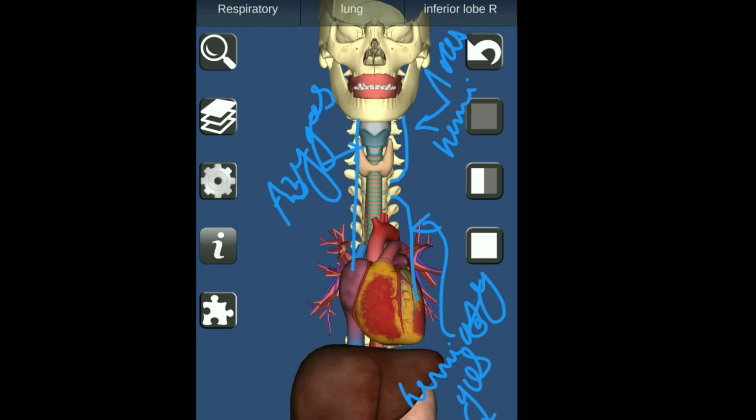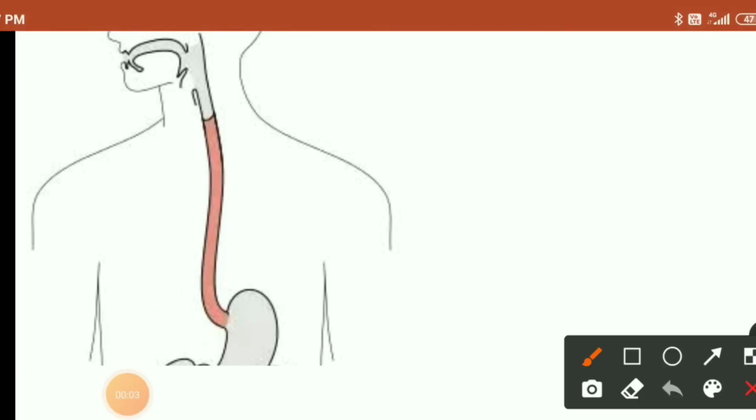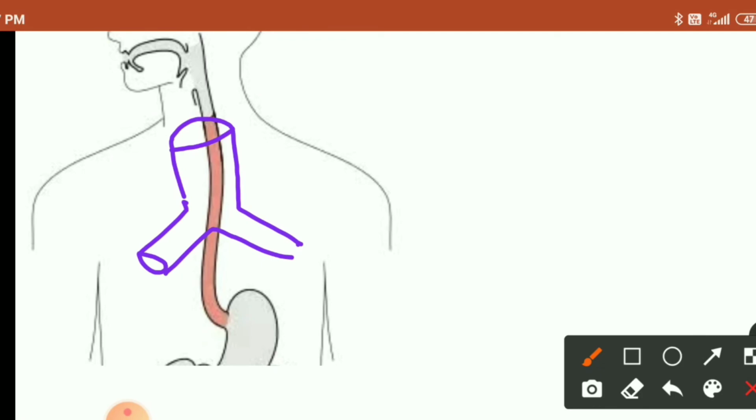Now in another diagram we are going to draw the structures so that you can replicate it easily in exams. Now as a quick revision, let us draw the structures that are related to esophagus. First we draw the structures that are present anteriorly to esophagus. We know that this is the trachea.